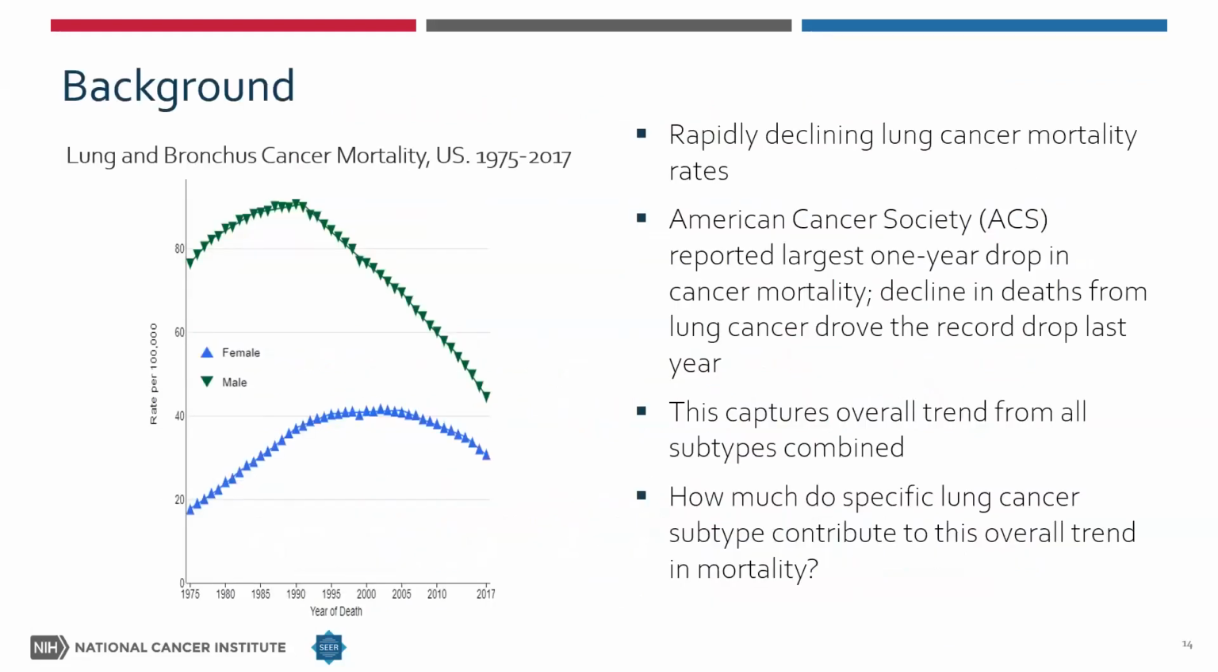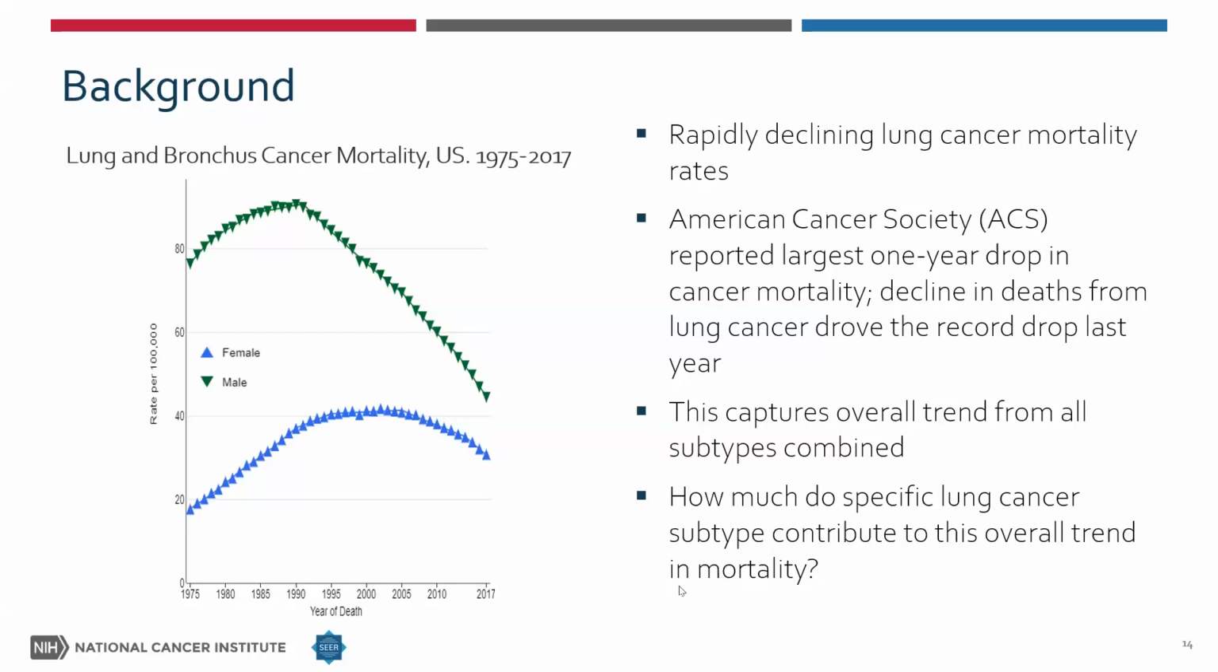So to give you a little bit of background on this study, here is a graph shown to the left, which shows death rates from lung cancer in the US between men and women going from 1975 to 2017. And one can see from this graph that death rates from lung cancer have been declining rapidly in the US population. And actually, the American Cancer Society reported one of the largest one-year drops in cancer mortality this past year.